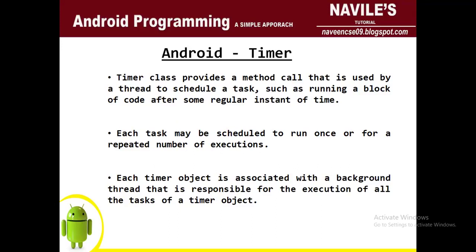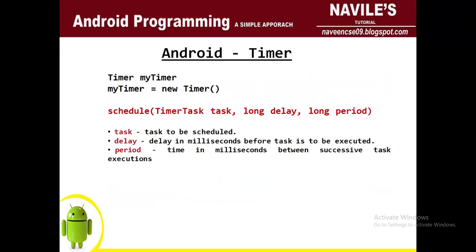To make use of this Timer class, we should create a variable of the Timer class and instantiate it. After instantiating, we make use of the method schedule that is present in the Timer class. And this method schedule is going to accept 3 parameters. First one is task, second is delay, third one is period. The first parameter, task, is of a type TimerTask. It is once again another class.